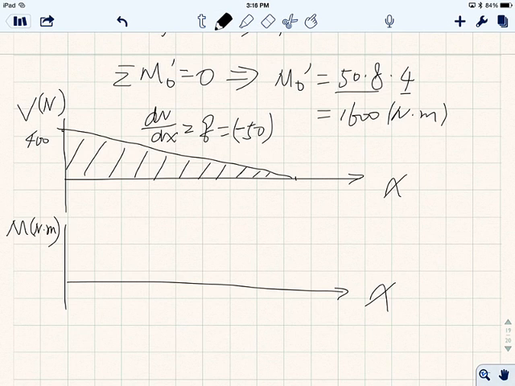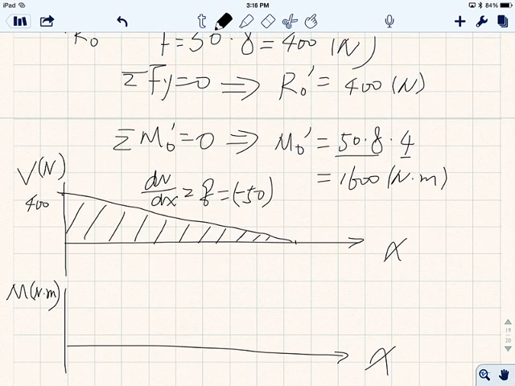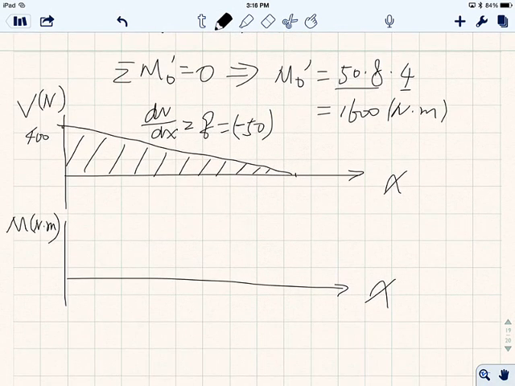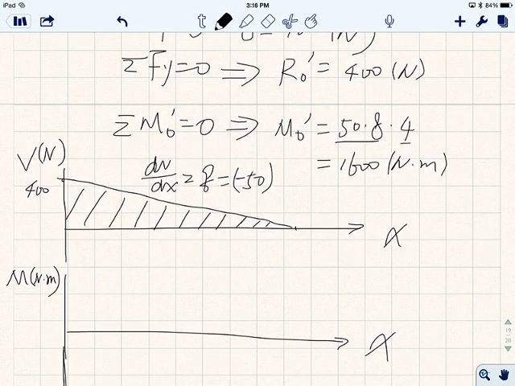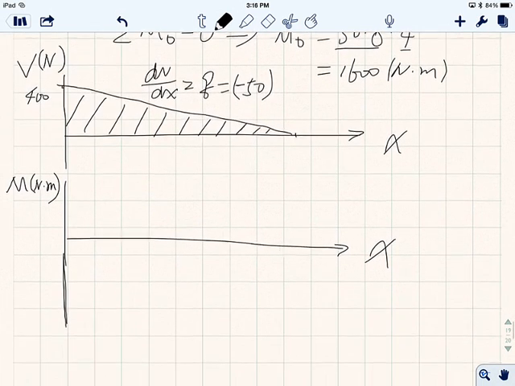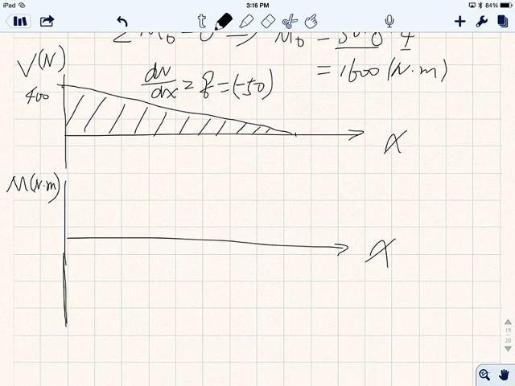So next one is looking at the bending moment, Newton times meter. Okay, so first of all, you have a 1600. That's at the end, right? 1600. Now, we also know at the end where there's no shear force at all, of course, it's going to end up at 0, right?